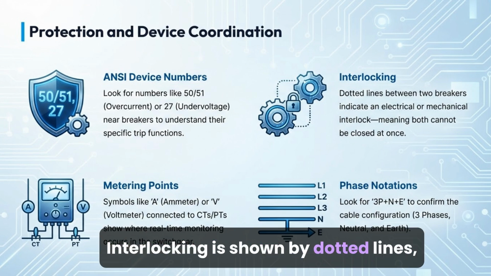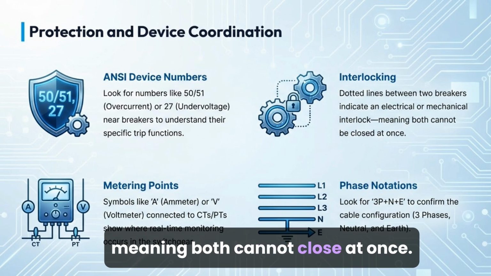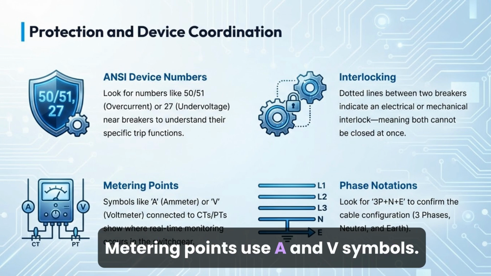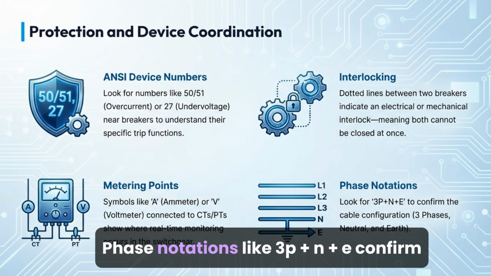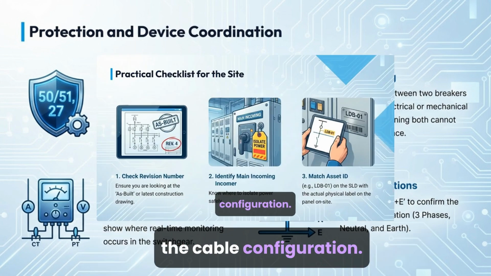Interlocking is shown by dotted lines, meaning both cannot close at once. Metering points use A and V symbols. Phase notations like 3P plus N plus E confirm the cable configuration.